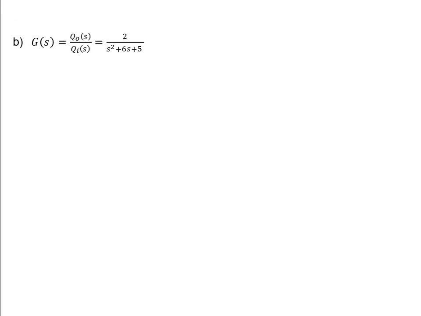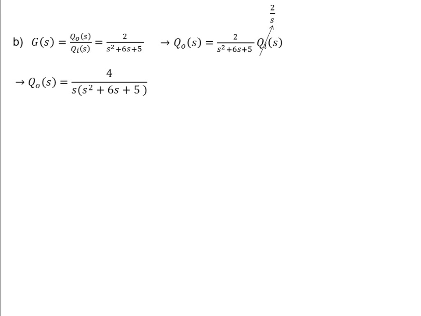So for the second part, or part B, G(s) is equal to Qo over Qi, which is 2 over s squared plus 6s plus 5. If I apply Qi(s) as 2 over s, I will have Qo(s) equal to 4 over s squared plus 6s plus 5. If I find the roots of this second order polynomial, I see I have two simple roots, one s equal to minus 1 and another s equal to minus 5.